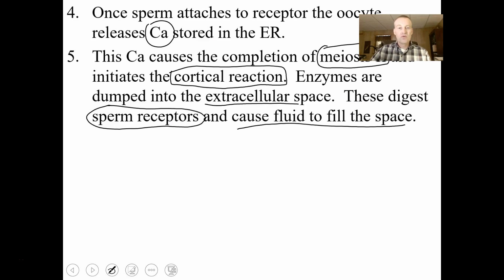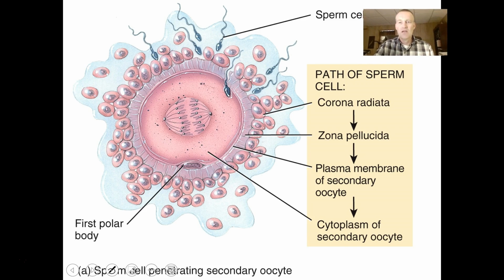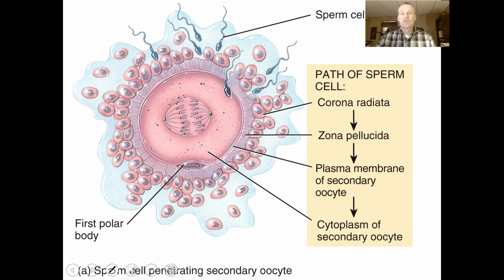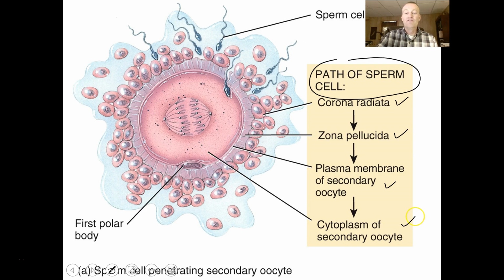And this cortical reaction is really important because it prevents polyspermy, which is the fertilization of the egg by more than one sperm cell. You don't want extra genetic material in there, so we have to have a reaction that gets rid of that. As you can see in this diagram, there is a path that sperm have to follow. They have to go through the corona radiata, then to the zona pellucida, then get to the plasma membrane of the oocyte, and then eventually they're going to make it into the oocyte. You can see the sperm cells digesting their way through, and eventually here's a little path that they created.